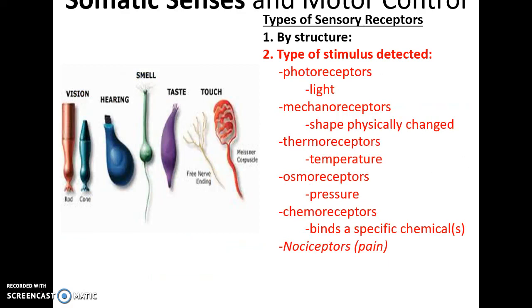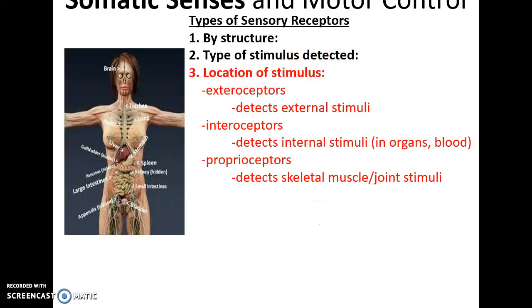Receptors can also be broken down by the type of stimulus detected. Photoreceptors for light, mechanoreceptors that detect the actual physical change to the receptor structure, thermoreceptors that detect change in temperature, osmoreceptors that detect change in pressure, chemoreceptors that bind to specific chemicals, and nociceptors, which cause pain and can detect a lot of different things.